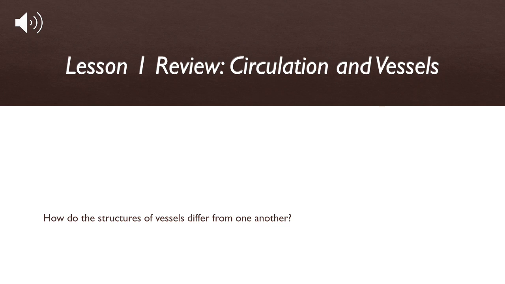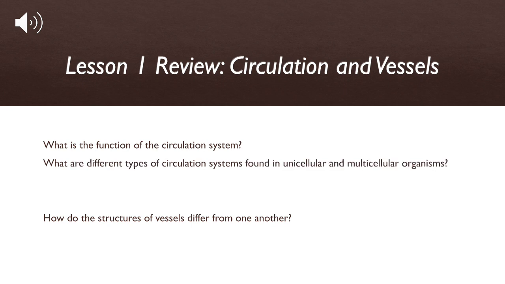So that concludes lesson 1 on circulation and vessels. A couple key components I want you to take away from the lesson are: what is the function of the circulation system? What is its purpose and what does it transport? What are different types of circulation systems found in single-celled and multi-celled organisms? So we saw the gas exchange occurring in the single-celled organisms, and then we saw the two different systems, closed and open circulatory systems with larger animals.